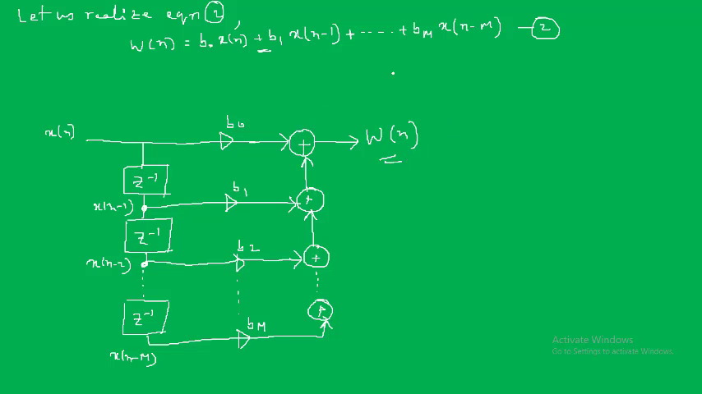Please have a look here at equation 2. W of n is the output, which you can say is the intermediate output, and x of n is the input.